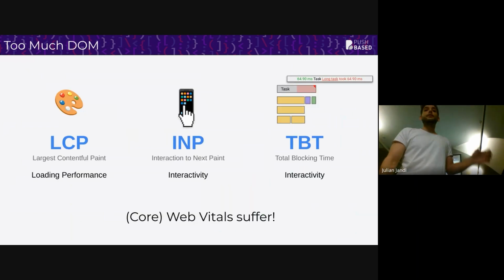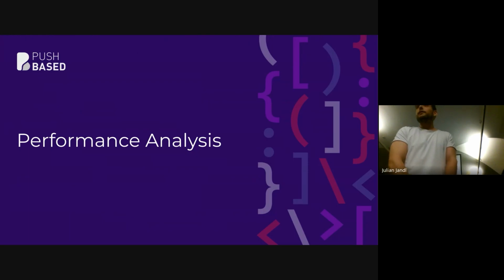We will discover it later, but let me say your web vitals will suffer. The core web vitals, on the one hand, LCP and INP, for interactivity and loading performance, and of course, total blocking time suffers if you render too many items at once. So let's talk about performance analysis of those simple lists.